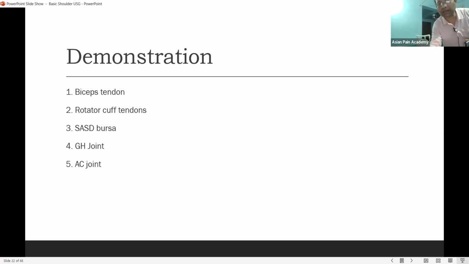You can ask me if there is any question. So okay, you are not answering, so let me ask you one question. What is the location of the SASD bursa? Anyone can say. From skin, subcutaneous tissue, and then what will we see? First layer, the most superficial layer, what layer will we see, and what will be the second layer?